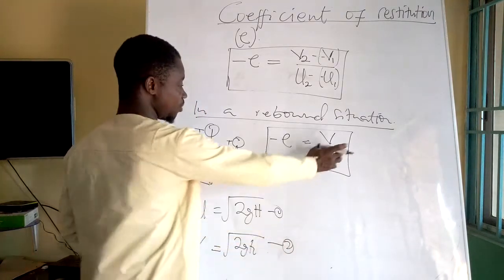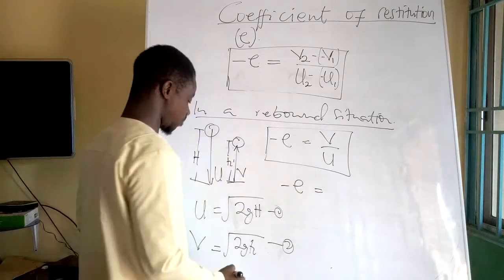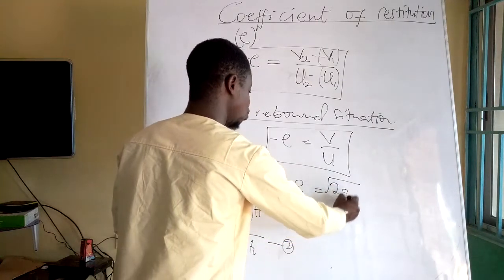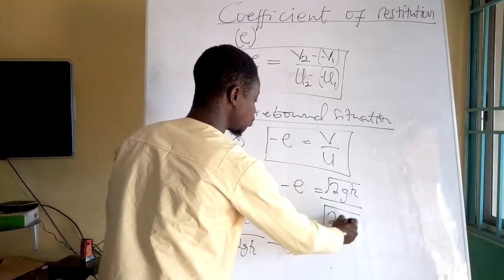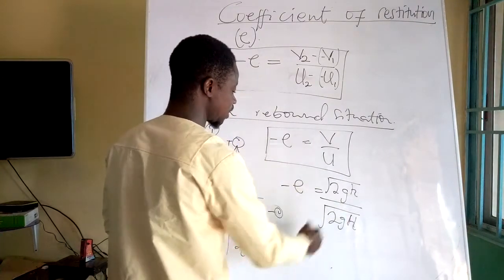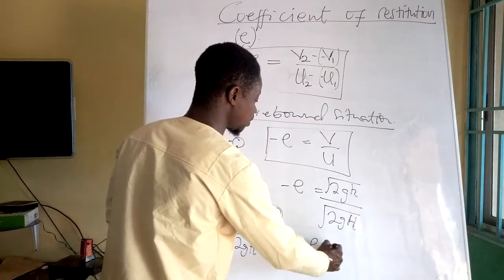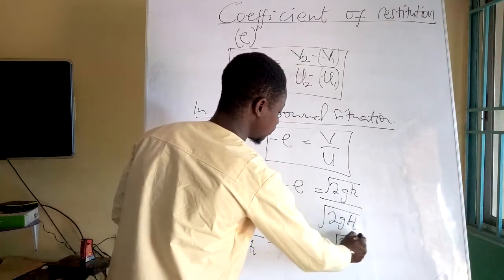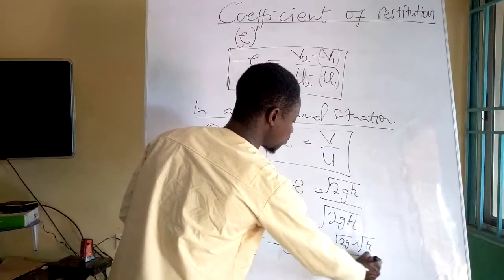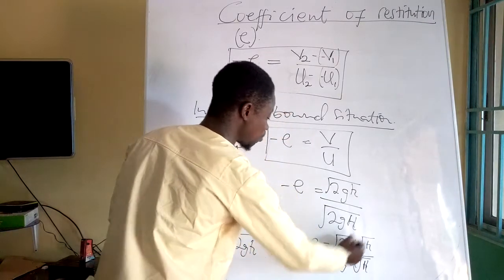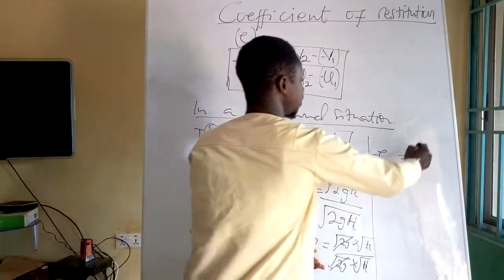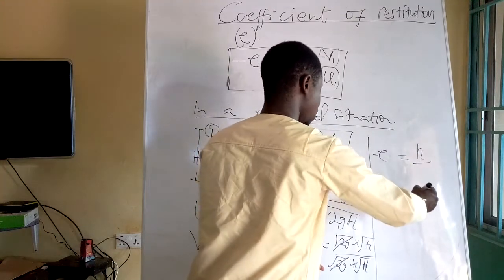So when we put these two values into this, that is going to give us negative E is equal to square root of 2gh all over square root of 2gh, capital H. So the 2g can cancel out because we can rewrite this formula as negative E is equal to square root of 2g times square root of h all over square root of 2g times square root of capital H. So when this one cancels this, finally we get coefficient of restitution negative E is equal to square root of h over square root of H.